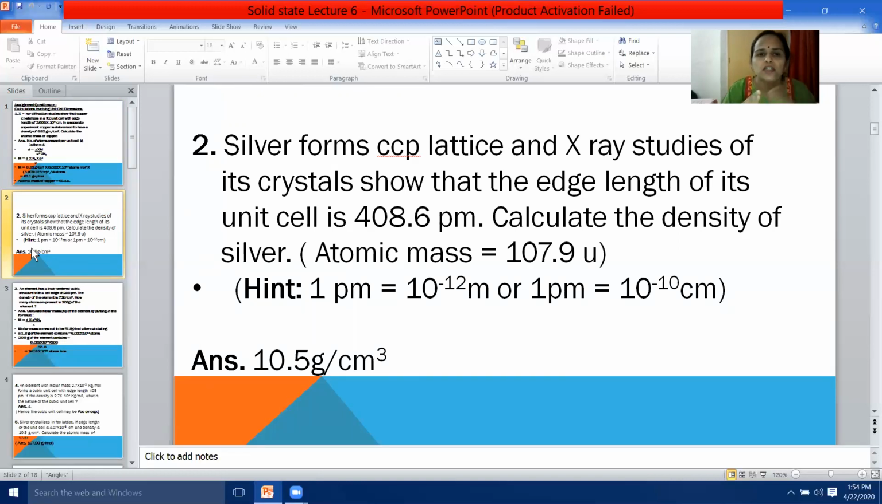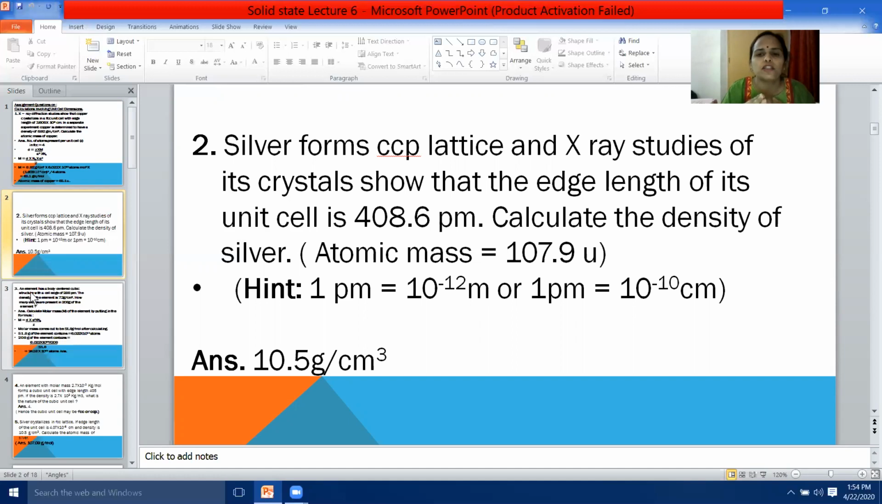So here you see silver crystallizes in a CCP lattice, so the value of Z here is equal to 4. Right? Edge length is given here as 408.6 picometer. Convert that to either meter or centimeter. So if you're calculating density in gram per centimeter cube, then convert picometer to centimeter by multiplying 408.6 picometer into 10 raised to minus 10. Molar mass is given here as 107.9 gram per mole. U stands for gram per mole.